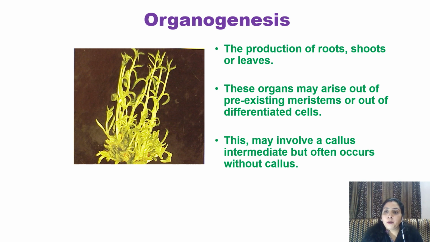Organogenesis. The production of root, shoot or leaves. These organs may arise out of pre-existing meristem or out of differentiated cells. This may involve a callus intermediate but often occurs without callus.